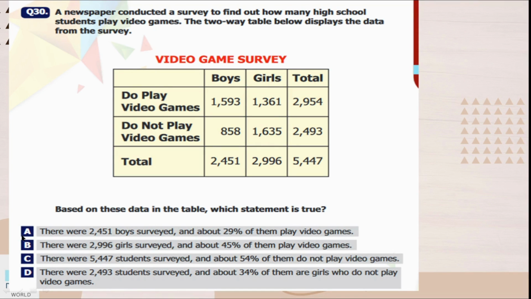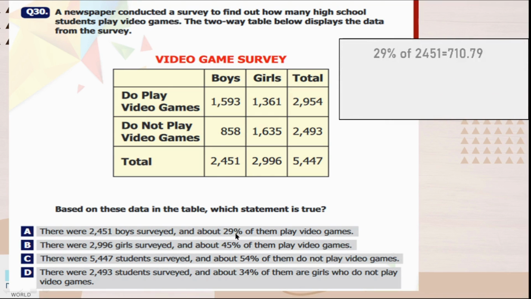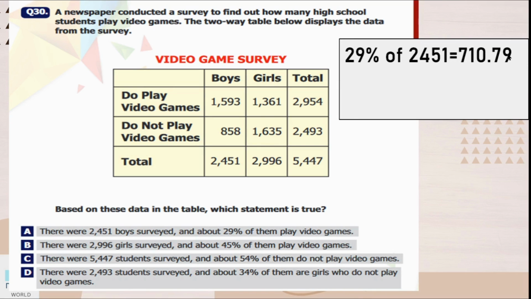So option A is there were 2,451 boys surveyed and about 29% of them play video games. So we can see the total number of boys is matching with the number of boys who were surveyed. Now we have to find out 29% of the number, that is equal to 710.79, which is 711 almost. So here in the chart, we can see 1,593 boys play video games. So there is quite a big difference between both the numbers. So option A is not correct.